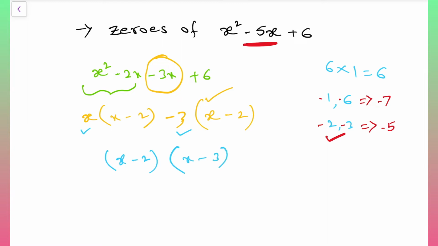Here x minus 2 is there, then the x value will be plus 2. X minus 3 is there, then the x value will be plus 3. So 2 comma 3 are the zeros of the given quadratic polynomial x square minus 5x plus 6.